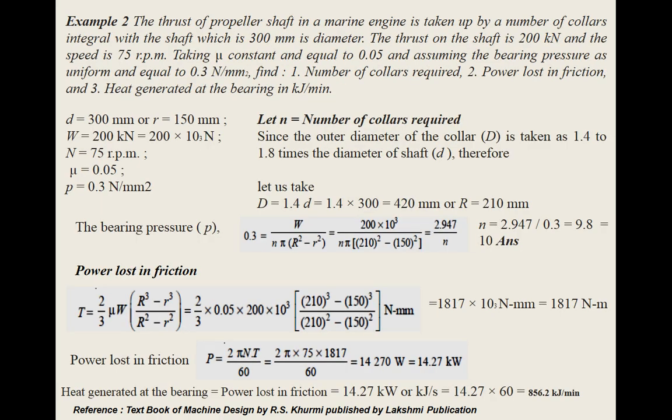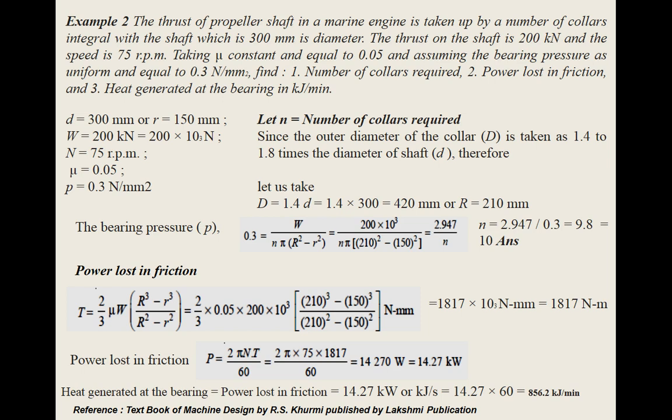Now come to the second problem. The thrust of the propeller shaft in a marine engine is taken up by a number of collars integral with the shaft. Here you can say this is the problem of collar bearing. The shaft is 300 mm in diameter. The thrust on the shaft is 200 kilonewton. Here the load is given as 200 kilonewton and the speed is 75 RPM.